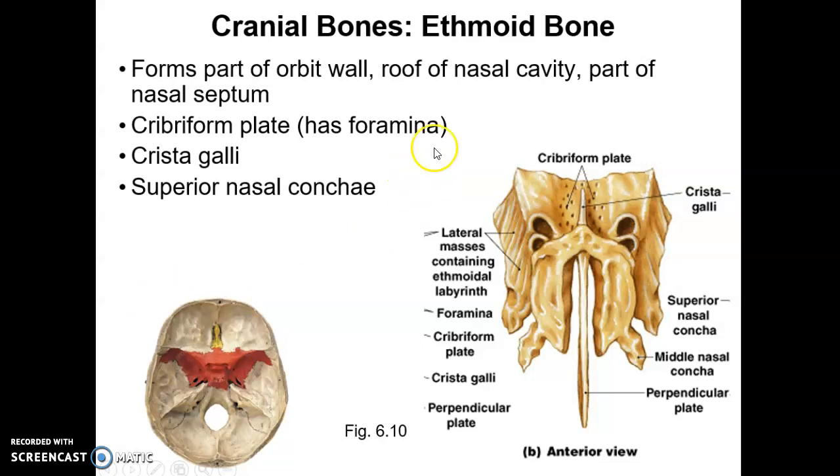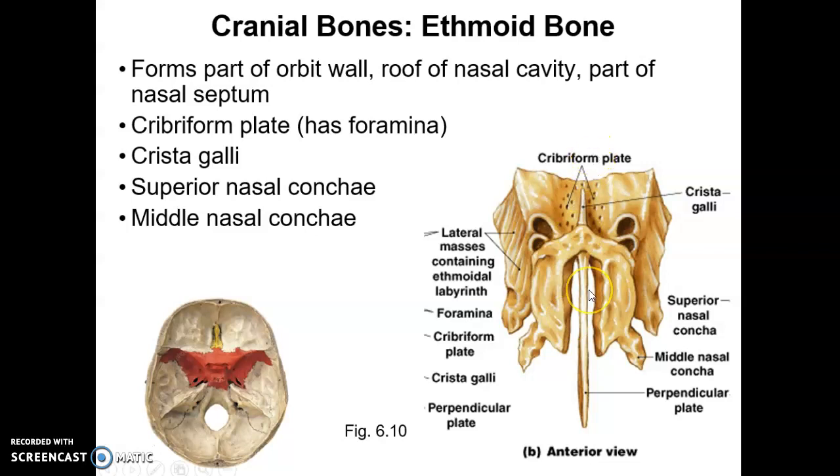And then part of the ethmoid bone forms, or has, what are called the superior nasal conchae, which are these structures here, and they're covered with epithelium in the nasal passages, and then also the middle nasal conchae. So they're covered also with skin, epithelium, and when you breathe in, the air swirls around those conchae, and eventually goes back to the back of the nasal passages, down the esophagus a little bit, and then down your windpipe, trachea.